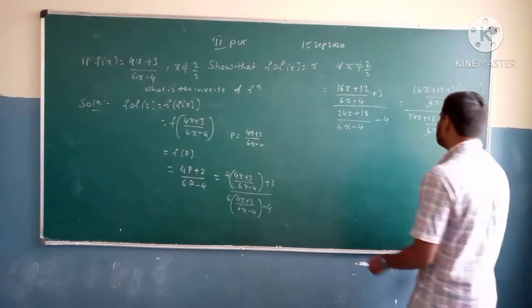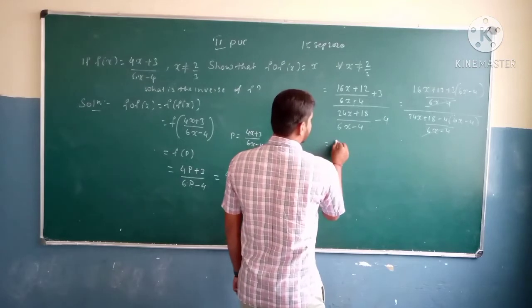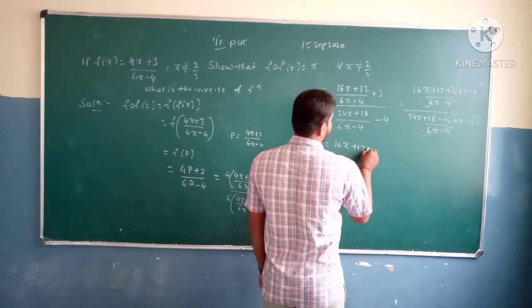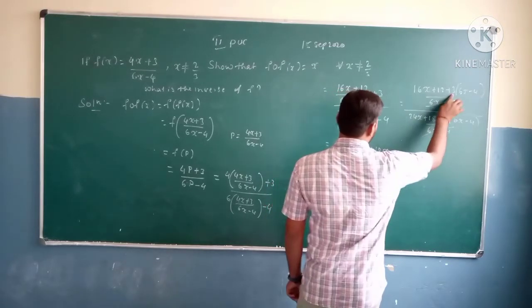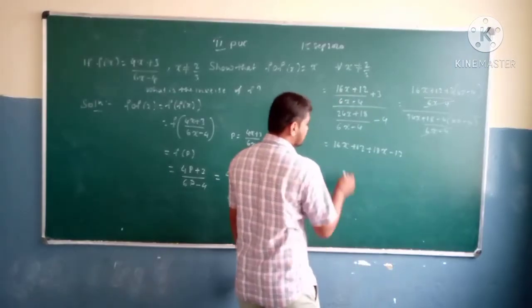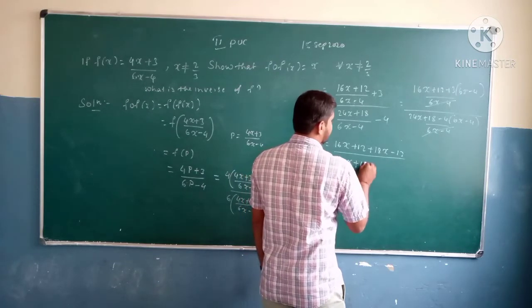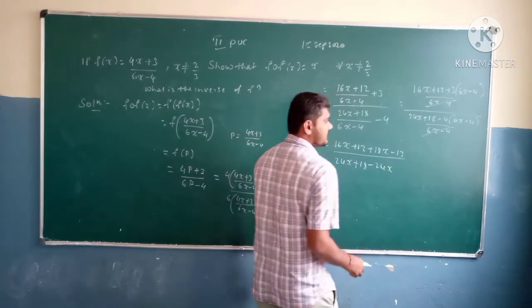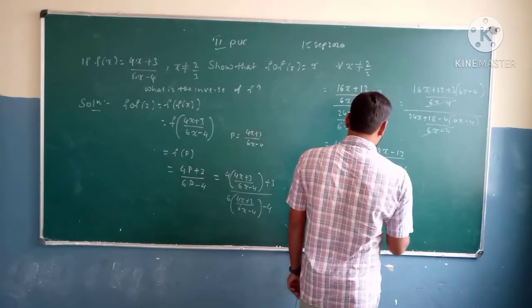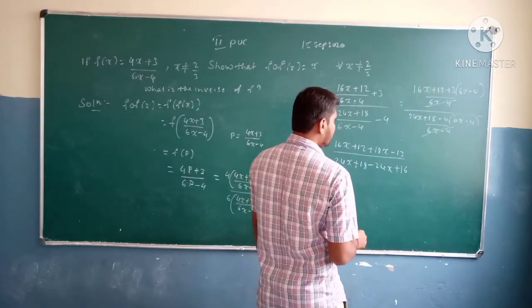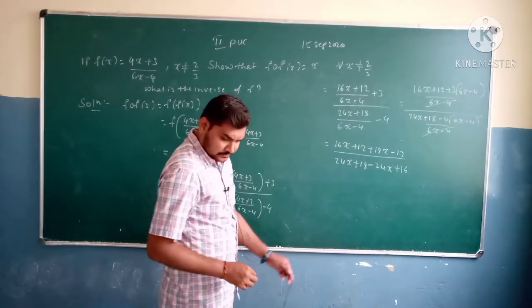So the remaining thing is going to be, so I am writing here, 16x plus 12 plus 6 threes are 18x minus 12, because the plus 3 into minus 4 is going to be minus 12, divided by 24x plus 18 minus 24x. So minus 4 into minus 4 is going to be plus 16. So plus 16.